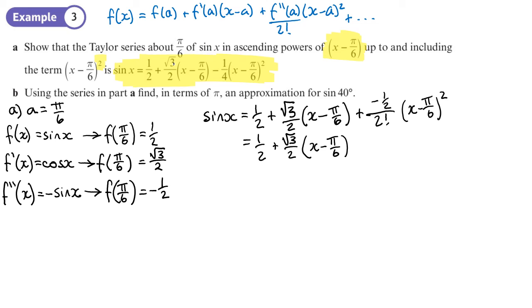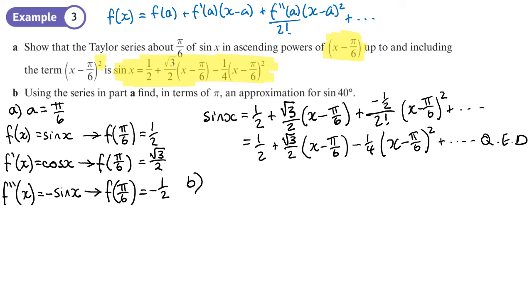Then negative a half divided by 2 factorial, which is basically negative a half divided by 2, which is going to be negative a quarter, and then x minus pi over 6 squared. So I suppose I should be writing that this expansion goes on, but it looks like we've got what I asked for, so we've proved it as required. So we go on to part B.